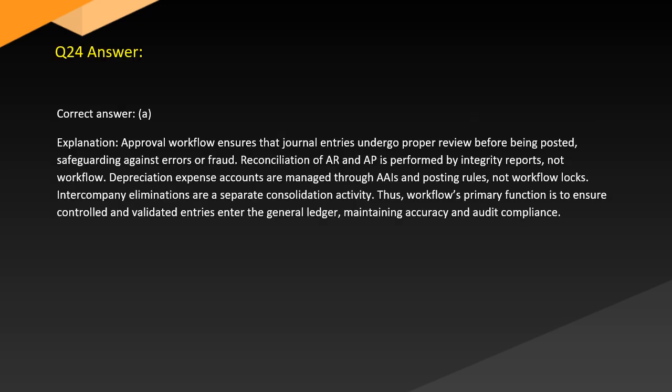Answer. Correct answer: A. Explanation. Approval workflow ensures that journal entries undergo proper review before being posted, safeguarding against errors or fraud. Reconciliation of AR and AP is performed by integrity reports, not workflow. Depreciation expense accounts are managed through AAIs and posting rules, not workflow locks. Intercompany eliminations are a separate consolidation activity. Thus, workflow's primary function is to ensure controlled and validated entries enter the general ledger, maintaining accuracy and audit compliance.